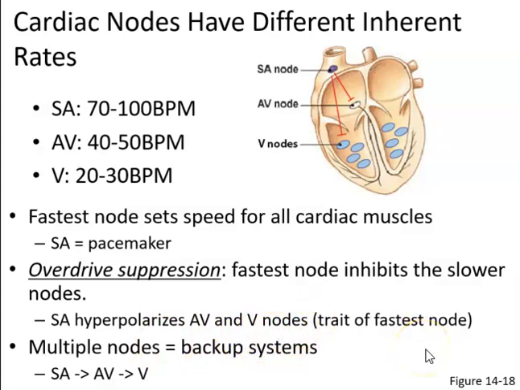Now, if the SA node becomes damaged, the AV node would then become the fastest node and set the rhythm. And then the heart rate would go from 70 to 100 beats per minute to 40 to 50 beats per minute. If the AV node is damaged, then the ventricular nodes would take over, and our heartbeat would then go to 20 to 30 beats per minute. So basically, multiple nodes create sort of a backup system within the heart. Would we be able to live on 20 to 30 beats per minute? We'd live, but it's not ideal.